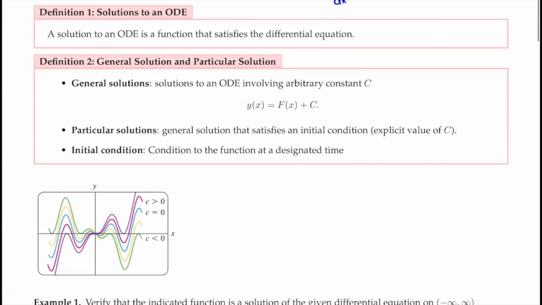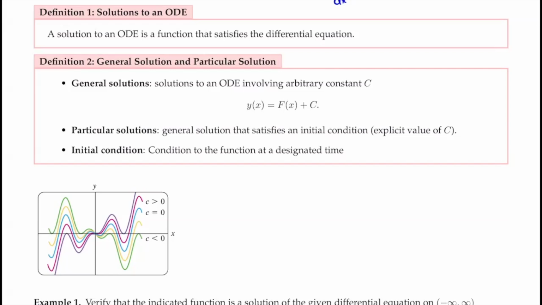Now, what is the initial condition? The initial condition is the condition of the function at a designated time. So at the beginning of an experiment, you drop the ball, right? That's the initial condition. Or at the beginning of the experiment, you throw the ball, and you give it an initial velocity. That is the initial condition.